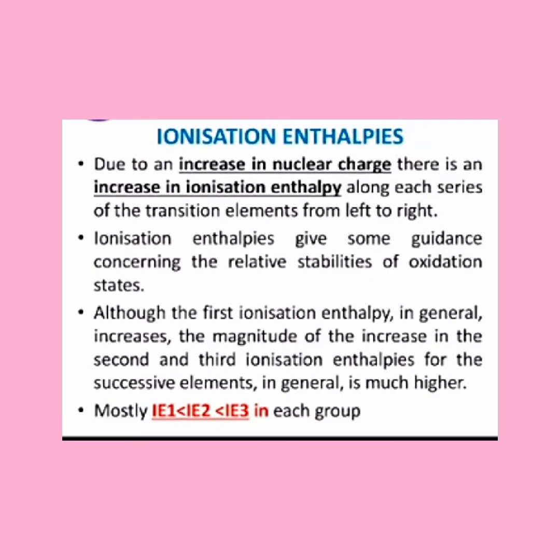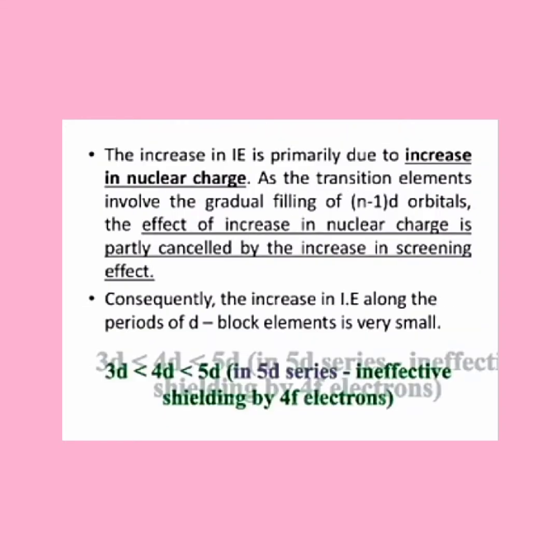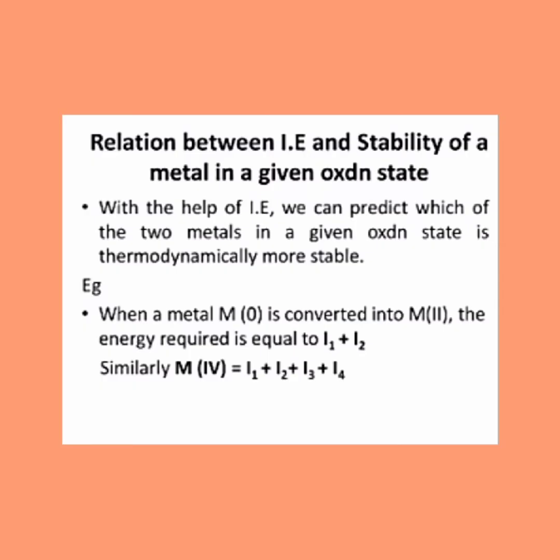They give some guidance concerning the relative stabilities of oxidation states. Mostly IE1 is less than IE2, which is less than IE3 in each group. Although the first ionization enthalpy increases, the magnitude of increase in second and third ionization enthalpies for the successive elements in general is much higher. That means an irregular variation is observed in ionization enthalpy. With the help of ionization enthalpy, we can predict which of the two metals in a given oxidation state is thermodynamically more stable.